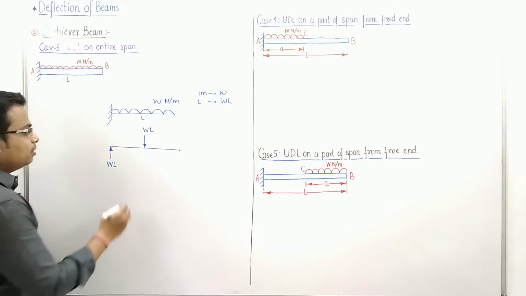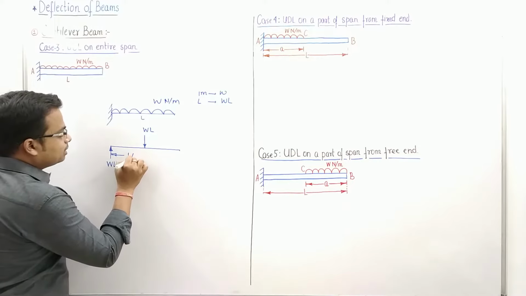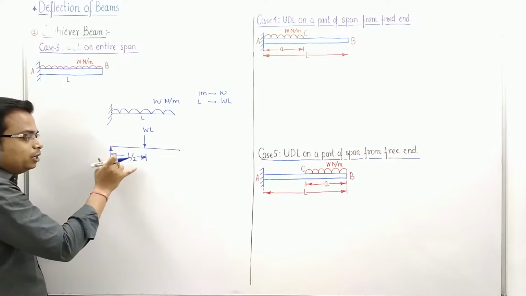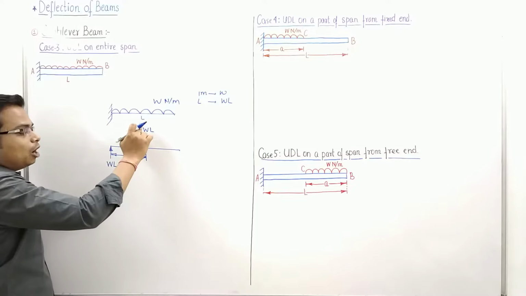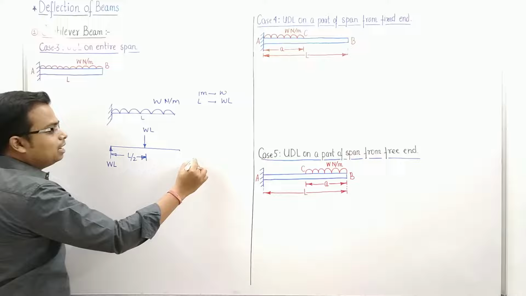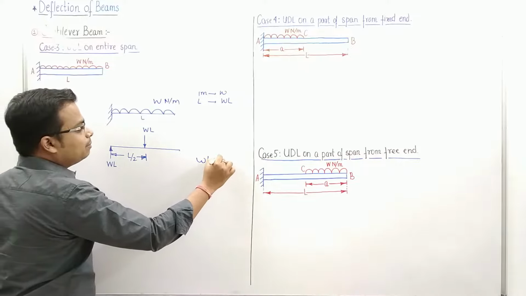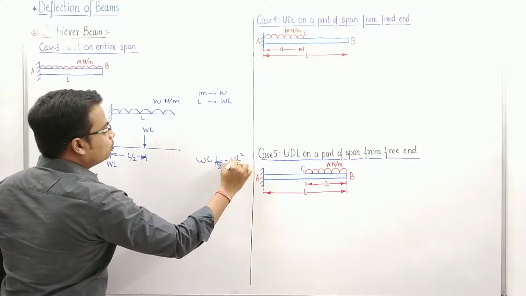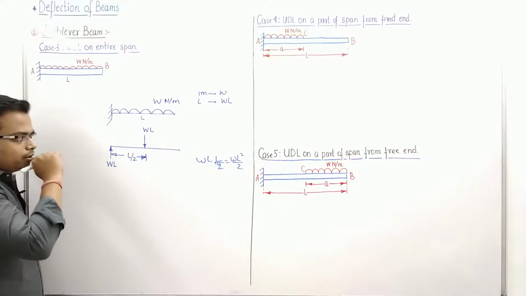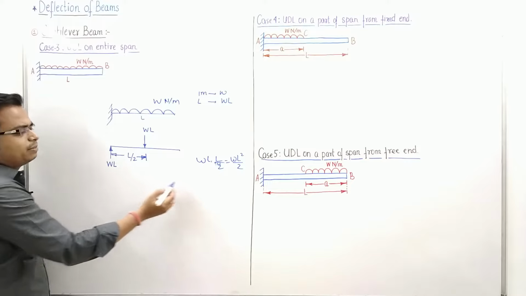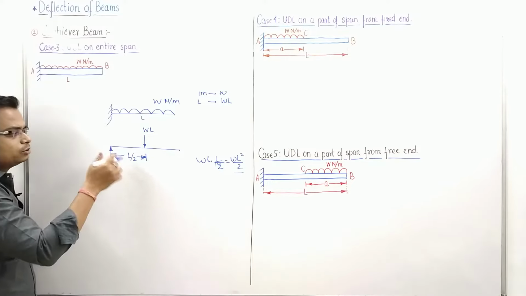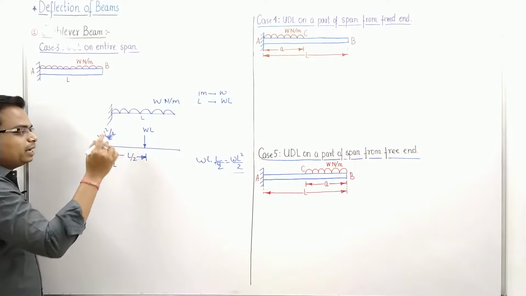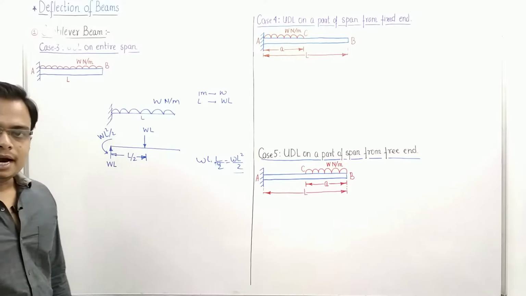But that's not enough. This distance, by the way guys, is L by 2. If this is L by 2, then there is going to be a moment over here. This is the acting moment. How much? WL multiplied by L over 2. So this is going to work out as WL square by 2. This acting moment has a magnitude of WL square by 2 clockwise. So the reacting moment over here will have a magnitude again WL square by 2, but the nature is going to be in the anti-clockwise sense.